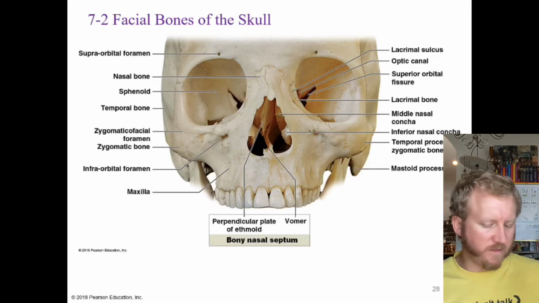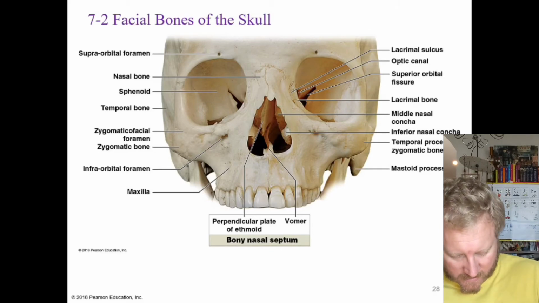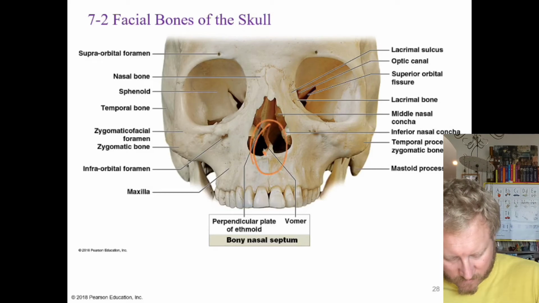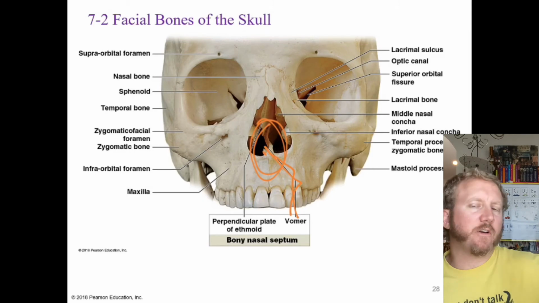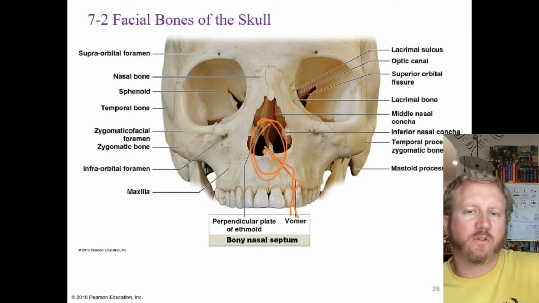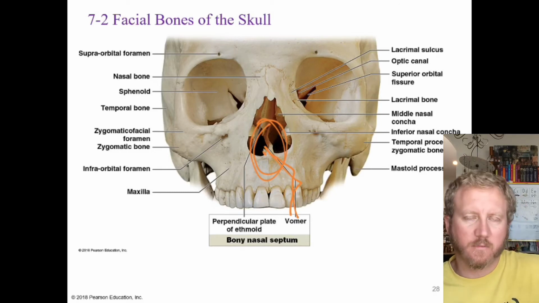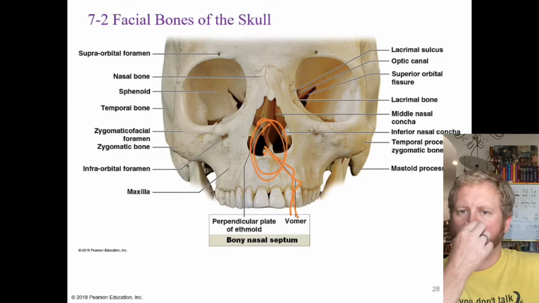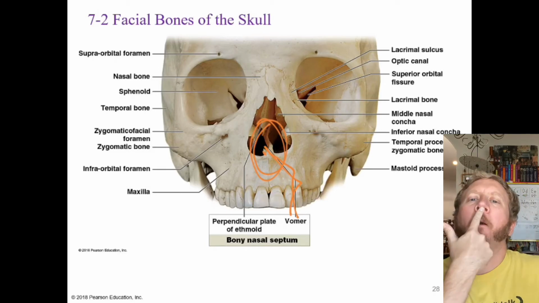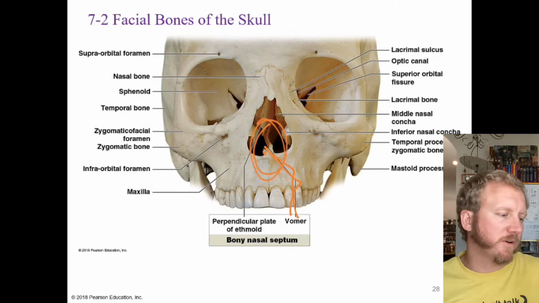Then we also have the vomer, and the vomer is an interior bone, so it's in here right there, okay? It's going to form the interior portion of the bony nasal septum. It's going to join with the maxillae, with the sphenoid, the ethmoid, and the palatine bones. And it's also going to join with the cartilaginous part of the nasal septum. So if you go internal, so this part right here, going back into your head.